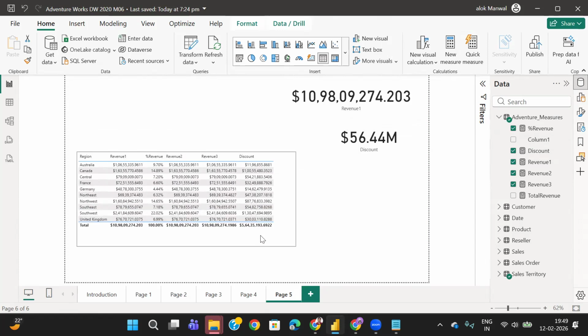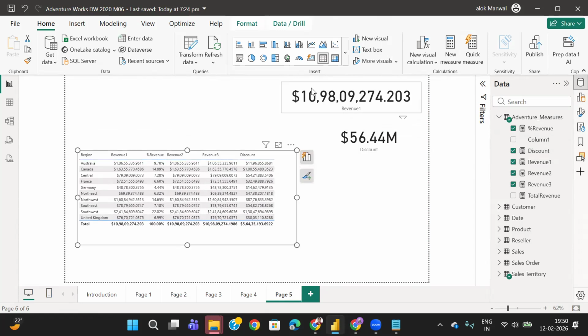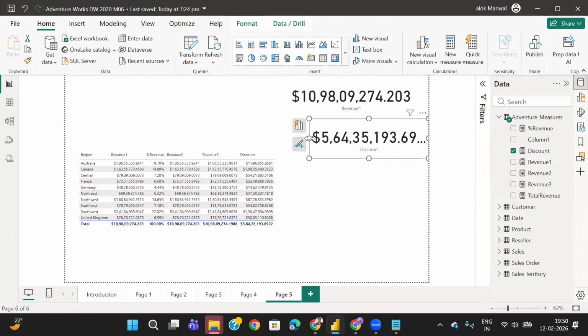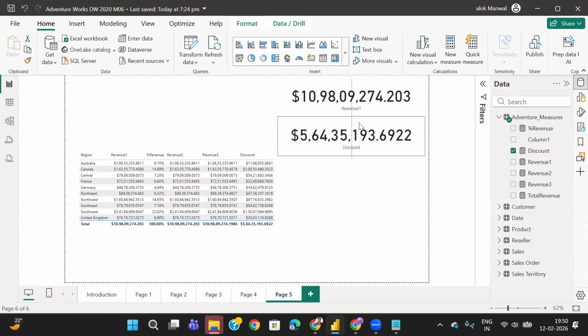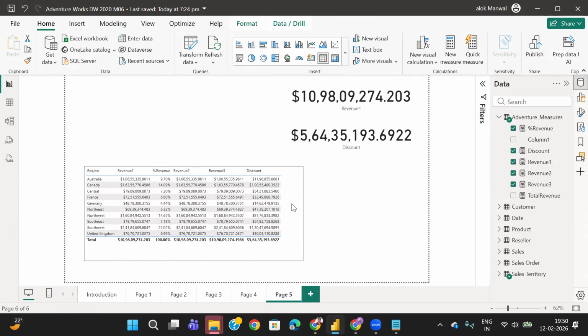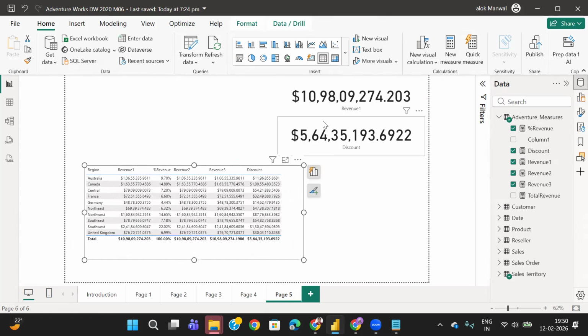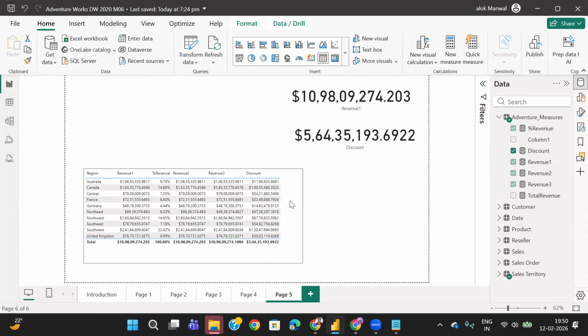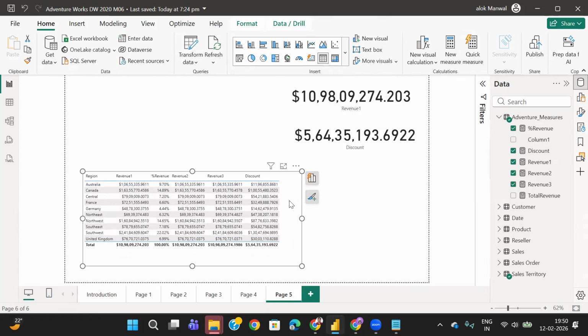Total discount is 5 million and the revenue is 10 million. This is the total discount price. The total discount price is half of the revenue. Yes, it's half of the revenue.